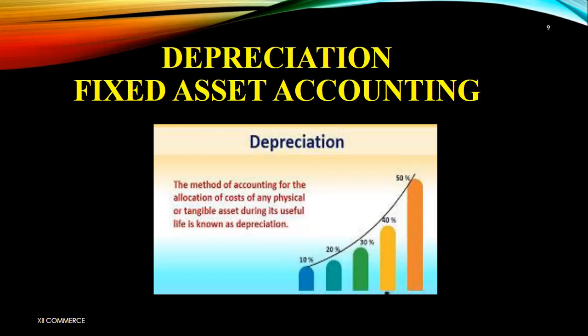The method of accounting for the allocation of cost on any physical or tangible asset, okay, a tangible or physical asset here means a fixed asset, during its useful life. Useful life is its expected life, in which you had planned that the machine would be utilized this much. This is your expected life, which you yourself are deciding, that for this many years the machine will remain in good workable condition. The useful life is something a company designs for its equipment itself, and it is given in the question for your level.